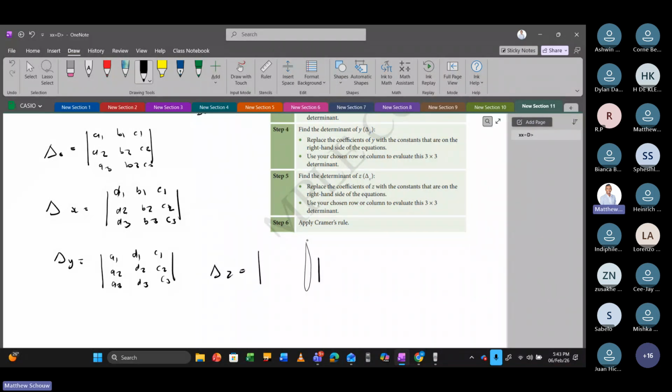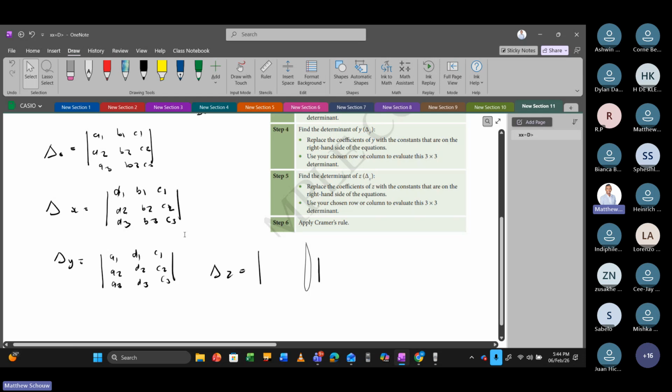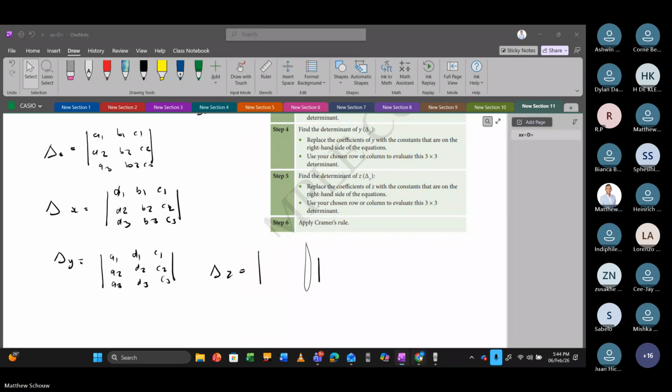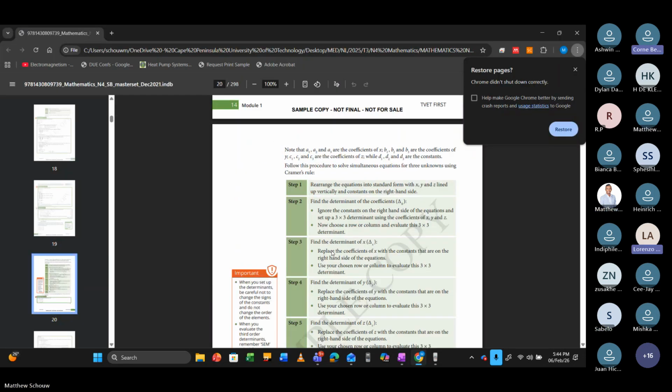Is that clear to everyone? I don't want to go over that one again, I want to solve the problem now. Whatever variable you're looking for, you're removing and replacing with constants. Is that clear?